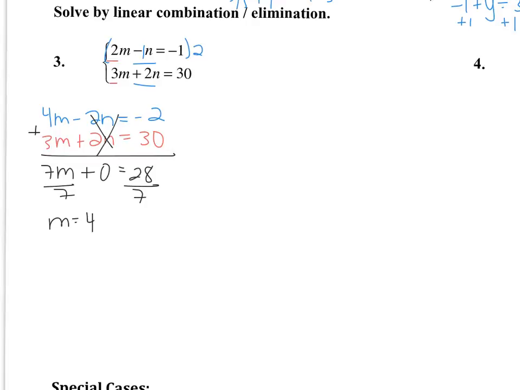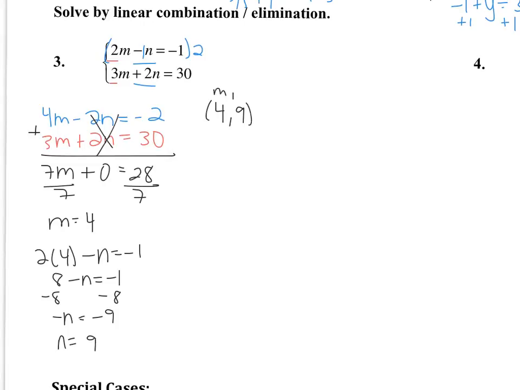Now I can use either equation to solve for n. I'm going to use the first one. So I have 2 times 4 minus n equals negative 1. So 8 minus n equals negative 1. Subtract 8. Negative n equals negative 9. So don't forget that n had a negative in front. If I divide by negative 1, I get n equals positive 9. So my solution is 4, 9. So this is m, n. So 4, 9, that's the only solution that will work in both equations.